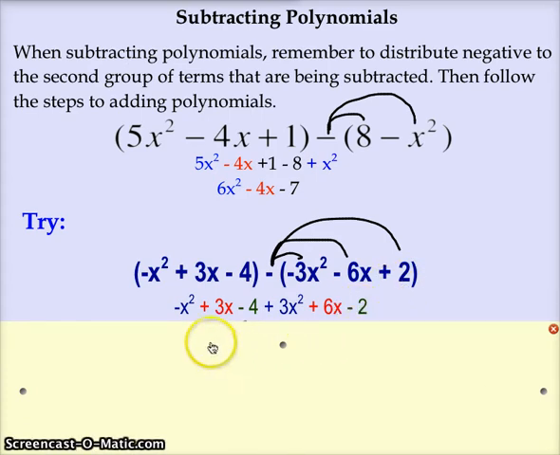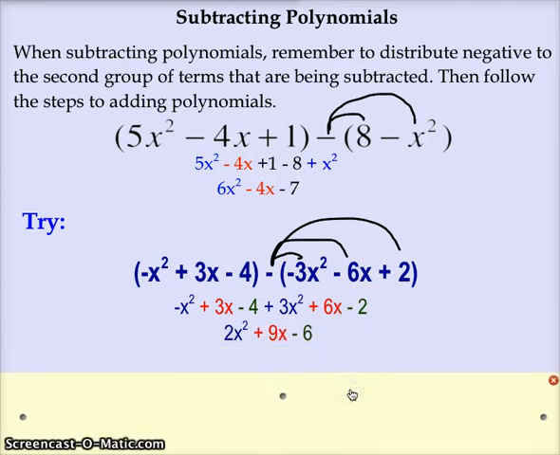Combining like terms in degree order, negative 1x squared plus 3x squared is 2x squared. 3x plus 6x is 9x. And negative 4 minus 2 is negative 6.